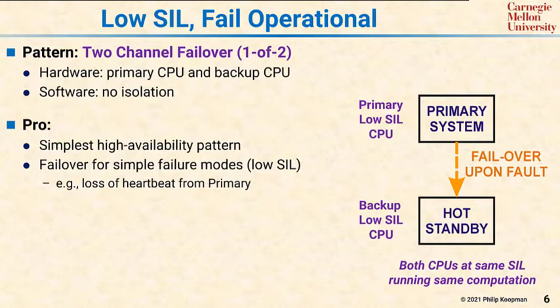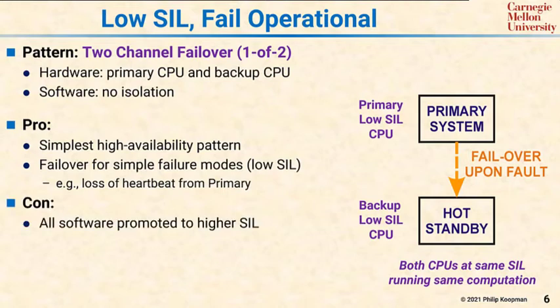There are a number of variations on this, such as a cold standby that takes a while to warm up before the changeover can occur, but those are all basic variations on the theme of there's a primary and a standby. The con for this pattern is that, as with the previous patterns, all software has to be promoted to the higher SIL. Because the redundancy is not here for isolation, the redundancy is here so that if one system fails, another can take over.